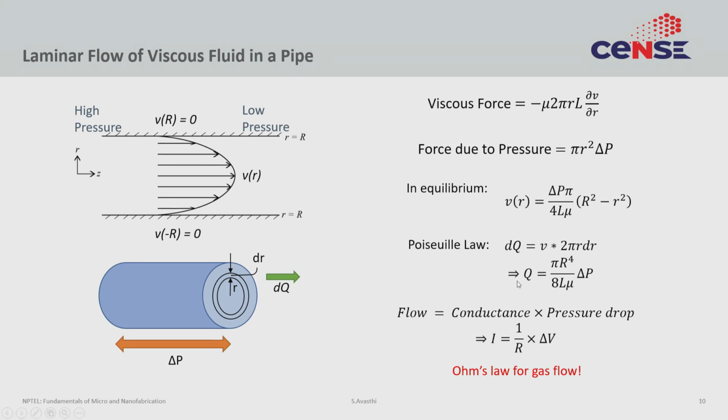This equation is very similar to the equation that you see of current flowing in a resistor, which is that the current I must be equal to conductance, which is 1 over R, where R is resistance, times the voltage drop. Here the pressure drop is just analogous to voltage drop, right. So, in some sense this is nothing very brilliant, this is simply Ohm's law, but for gas flow.